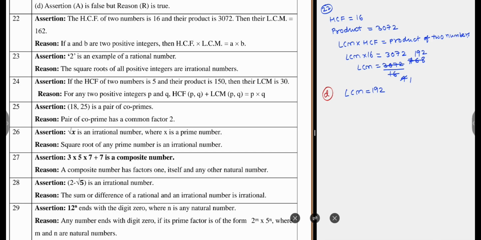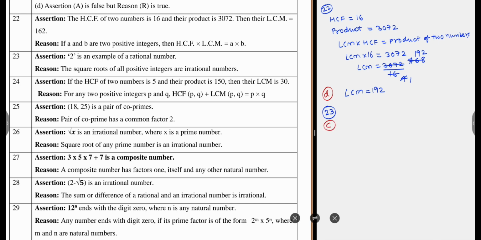Next, question number 23. It is given that 2 is an example of a rational number. Yes, true, 2 is a rational number. The square root of all positive integers are irrational numbers. This is false because the square root of all positive integers are not irrational numbers. The square root of 4 is what? 2. So the reason is false. Assertion is true, reason is false. So this is option C.